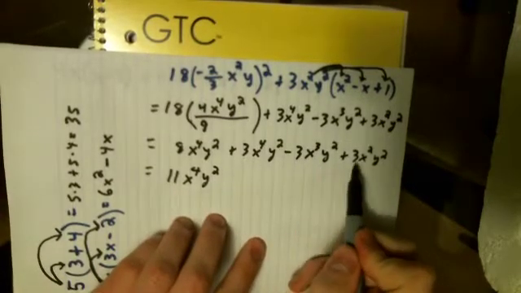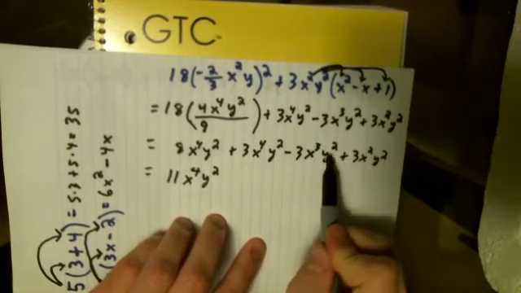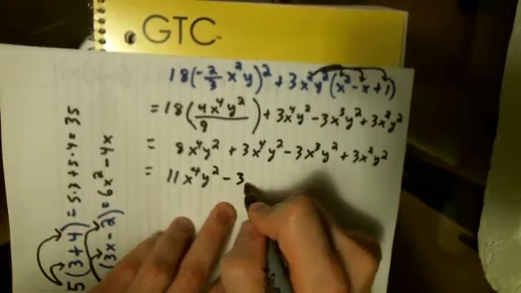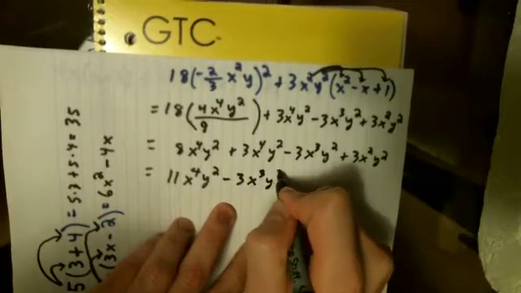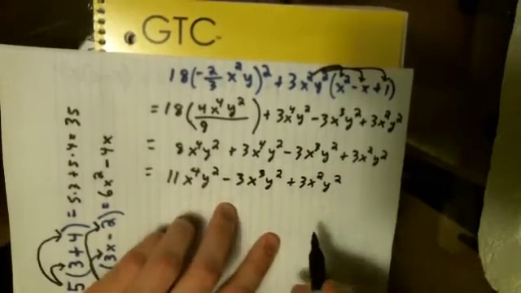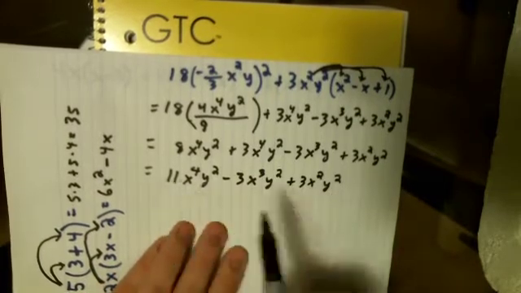But now I can't combine these guys. They have the same variables, but they have different powers on them. So I just have to leave those as is. So I have minus 3x cubed y squared plus 3x squared y squared. And that's about as simplified as I can make things look.